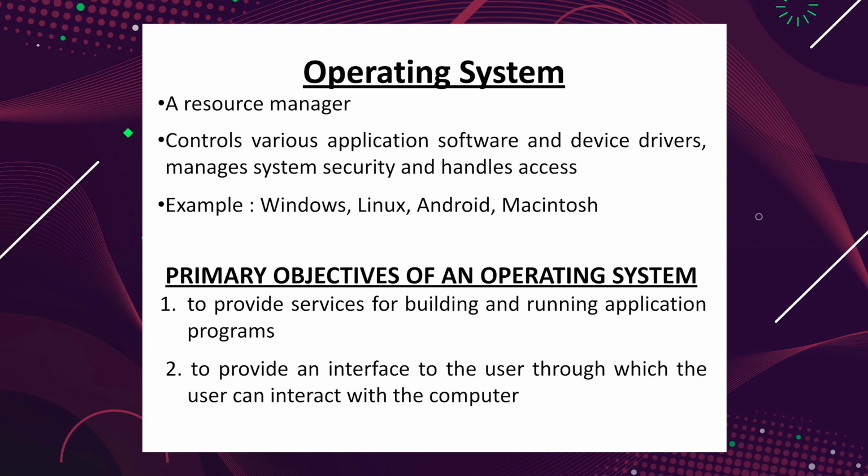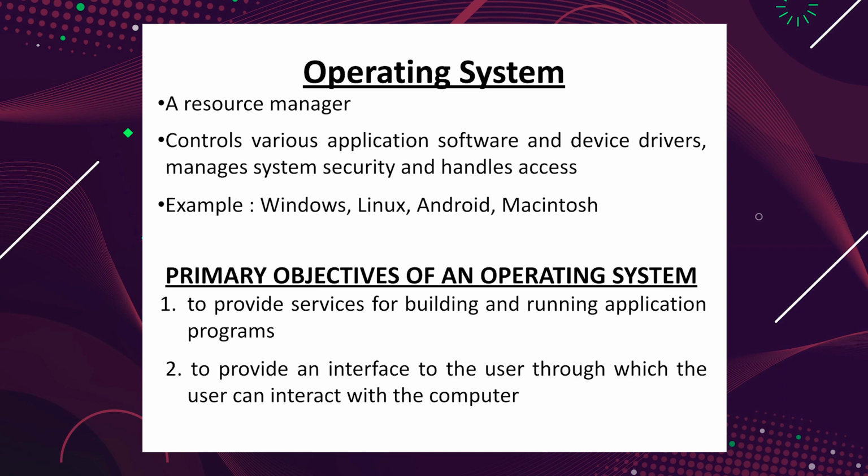There are two primary objectives of an operating system. The first one is to provide services for building and running application programs. When an application program needs to be run, it is the operating system which loads the program into memory and allocates the CPU for execution. When multiple application programs need to be run, the operating system decides the order of execution.